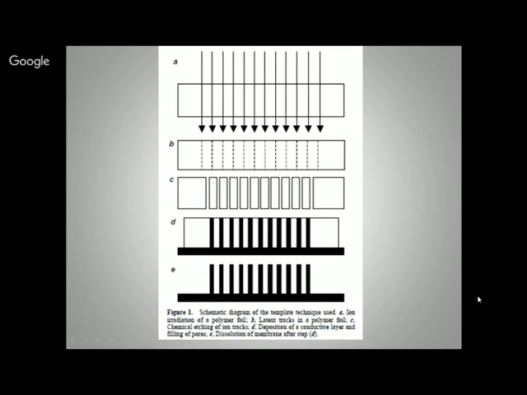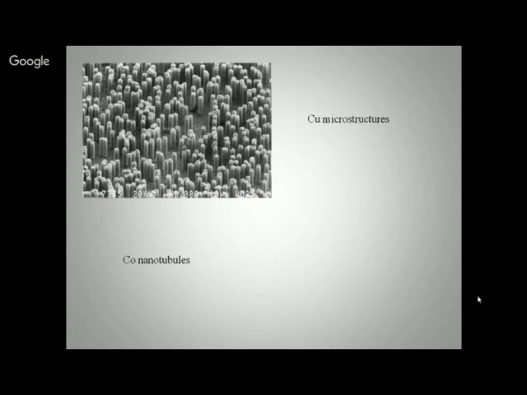Then on the polymer film, you can deposit a conducting film on one side of the polymer and the other side remains as it is, and then you can deposit some material inside the polymeric membrane, and after that you can dissolve that polymer and you will get the nanowires. So I will show you some results of the nanowires we have grown. These are the copper microstructures we have grown using this technique.